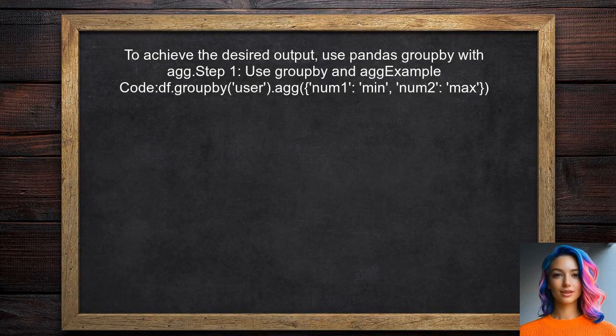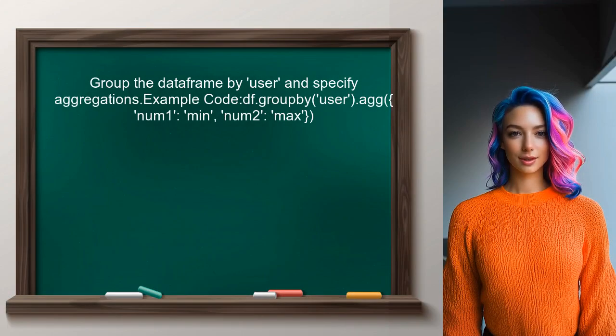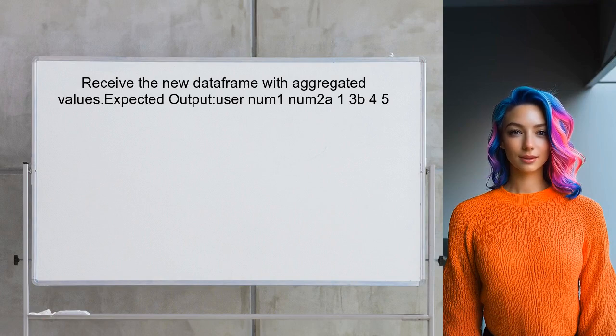To achieve the desired output, the user can utilize the Pandas library's GroupBy function along with the Agg method. This allows for applying different aggregation functions to different columns simultaneously. In this example, the user groups the data frame by the user column. Then, they specify that for num1, they want the minimum value, and for num2, they want the maximum value. After executing this code, the user will receive a new data frame that contains the minimum value of num1 and the maximum value of num2 for each user.